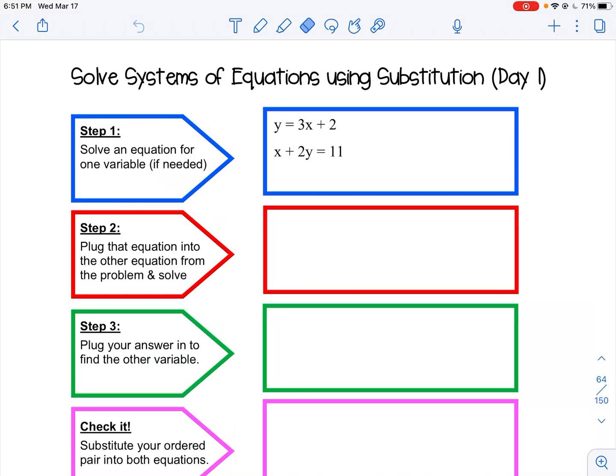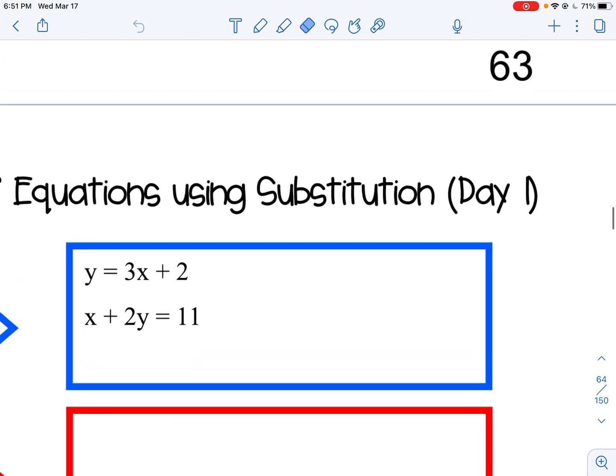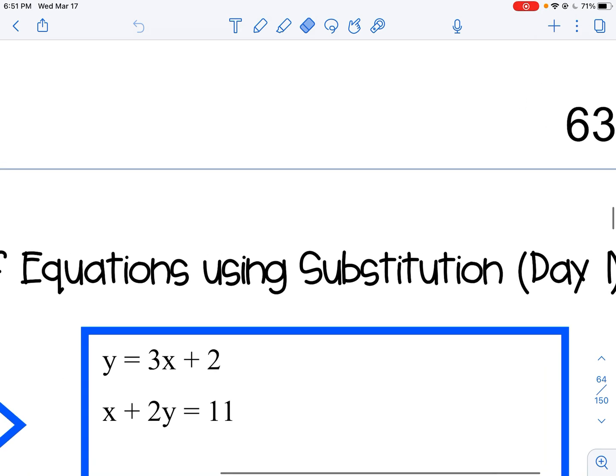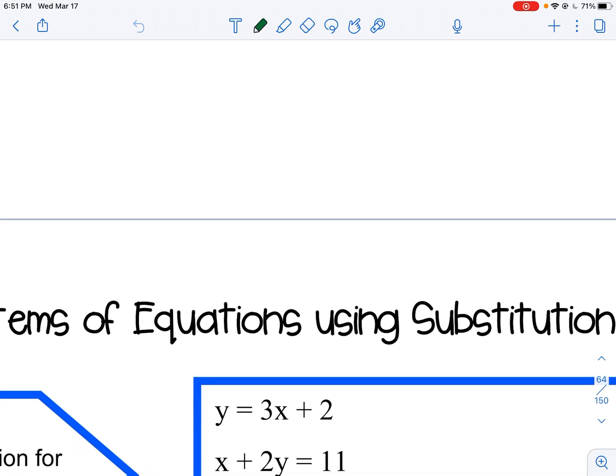Solve systems of equations using substitution. Now, I want to go over something real quick before I do this. Boys and girls, x and y. The x value comes first, the y value comes second.